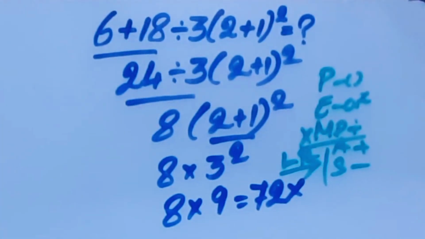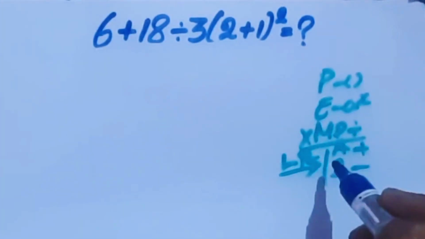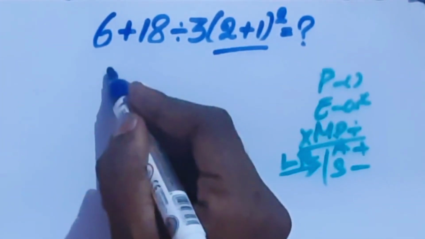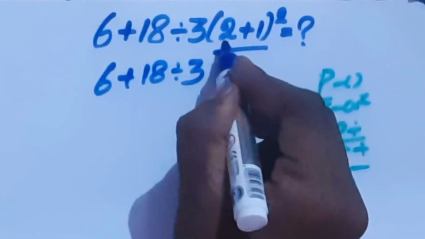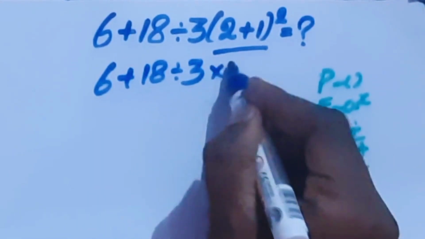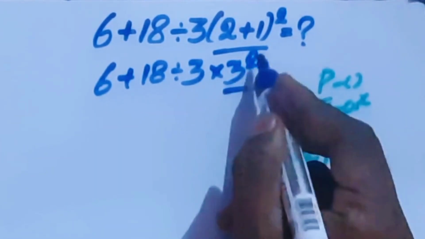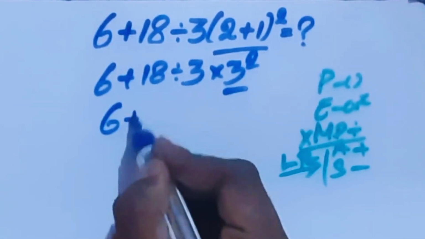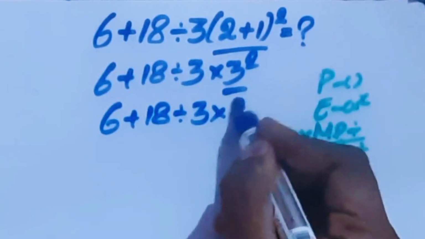Now we are going to solve this problem the correct way by using the order of operations PEMDAS. As per PEMDAS, the bracket is higher priority, so we have to do this bracket before any other operation. Here 6 plus 18 divided by 3 times, the bracket is 2 plus 1 is 3, squared. The next priority is the exponent. We have the exponent here, 3 squared. We have to do this 3 squared before the other operations. So 6 plus 18 divided by 3 times 3 squared, which is 9.